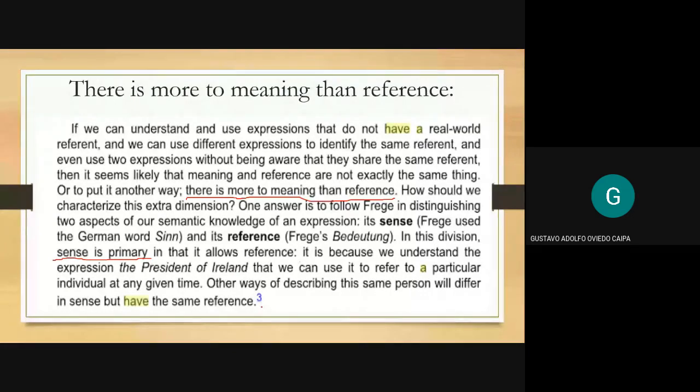So, for example, let's take the descriptions for Hitler that I gave you in the previous examples. I gave you two descriptions, and both of those descriptions can be used to describe Hitler. But those two descriptions have very different meanings. You see, even though those two expressions have very different meanings, they have the same referent. I mean, the same person, Hitler.